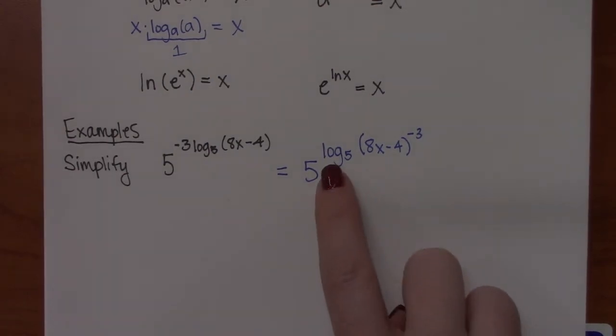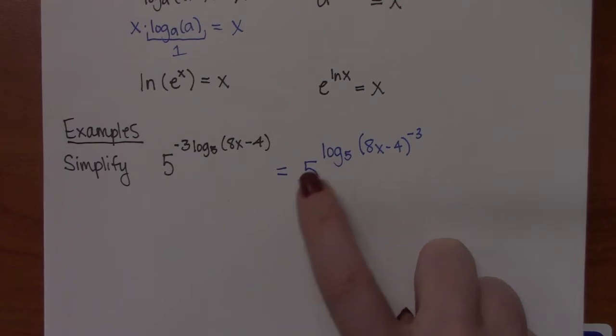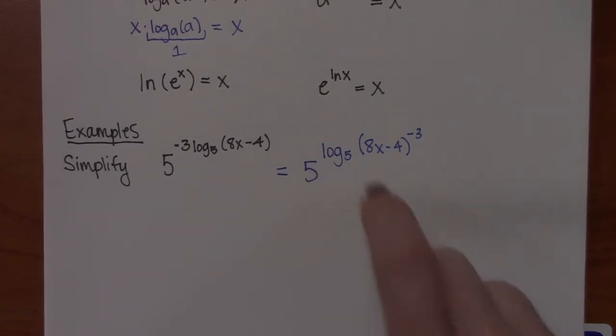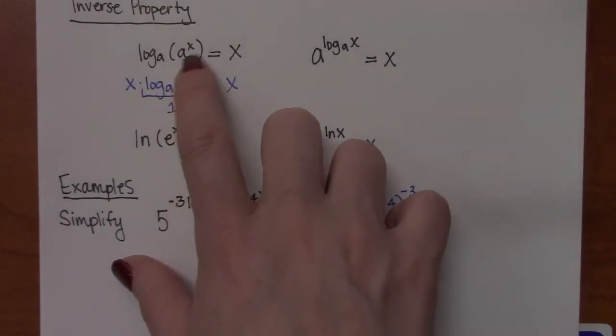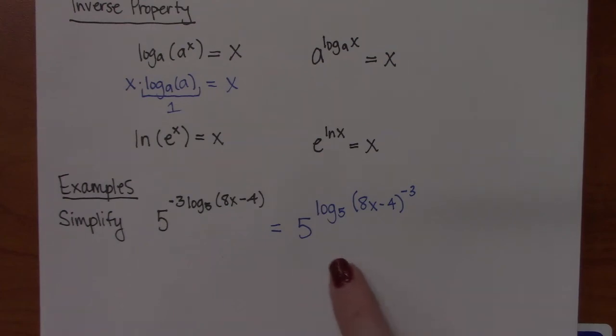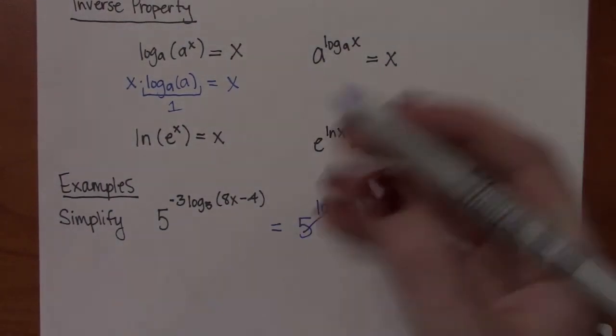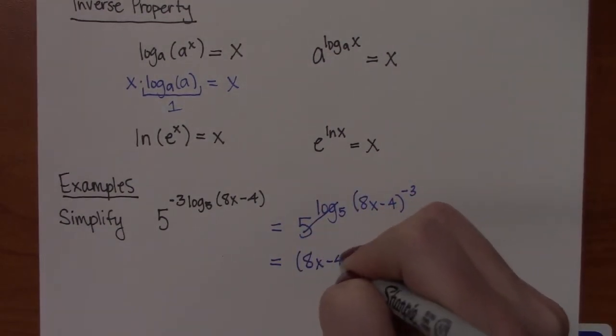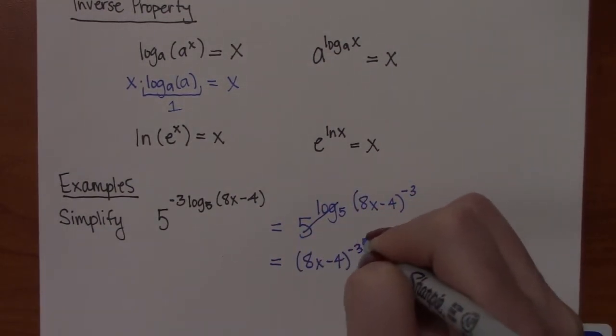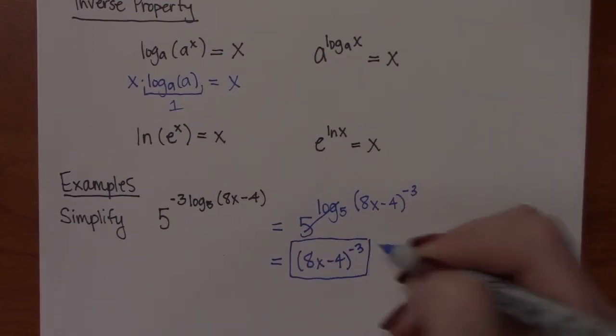Now what I have is a logarithmic function plugged into an exponential function. So these are inverses of each other. And so now I can apply this property right here. This says log base a of a to the x is just x. I can actually wipe out the 5 and the log base 5, and I'm just left with 8x minus 4 to the -3. And that's as good as it gets.